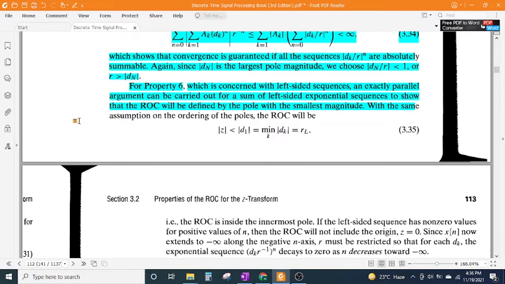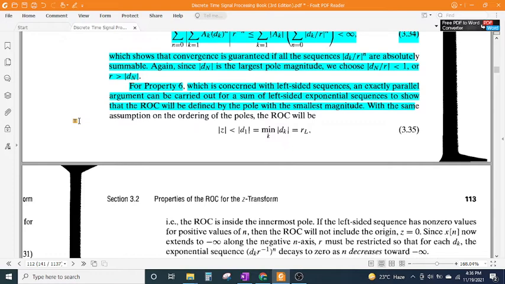Properties of the ROC for the Z-transform: the ROC is inside the innermost pole. If the left-sided sequence has non-zero values for positive values of n, then the ROC will not include the origin, z = 0.